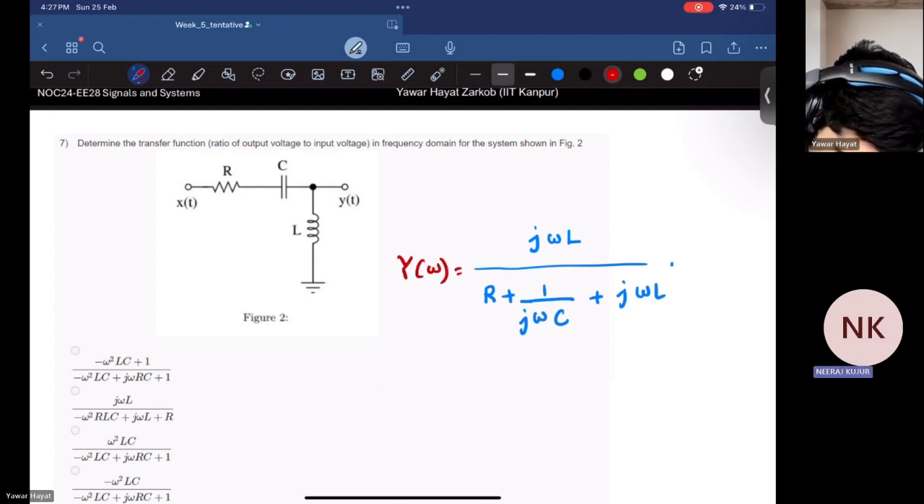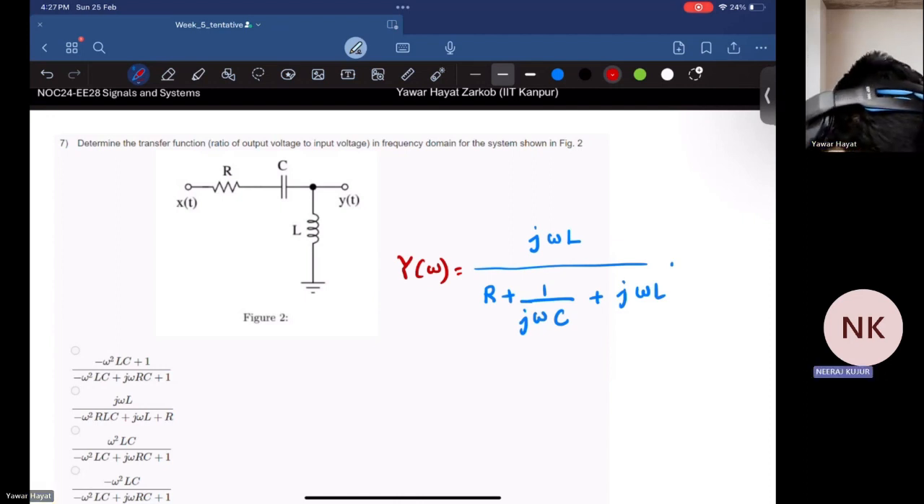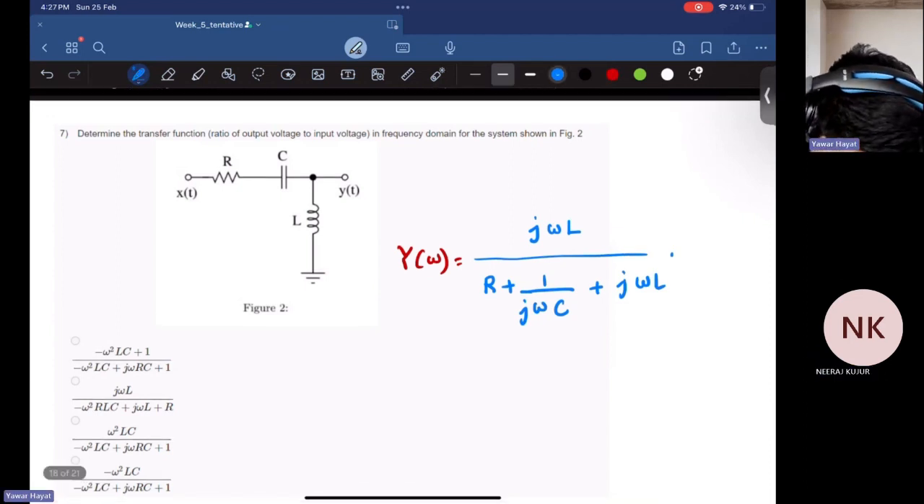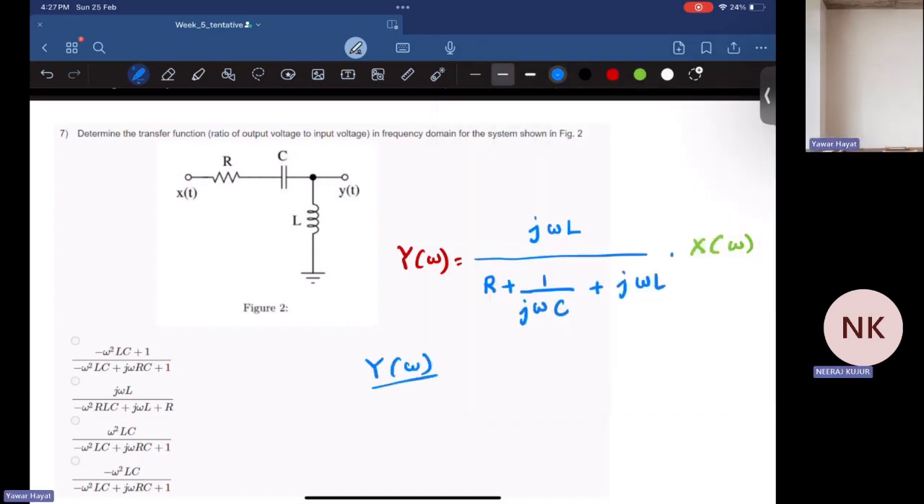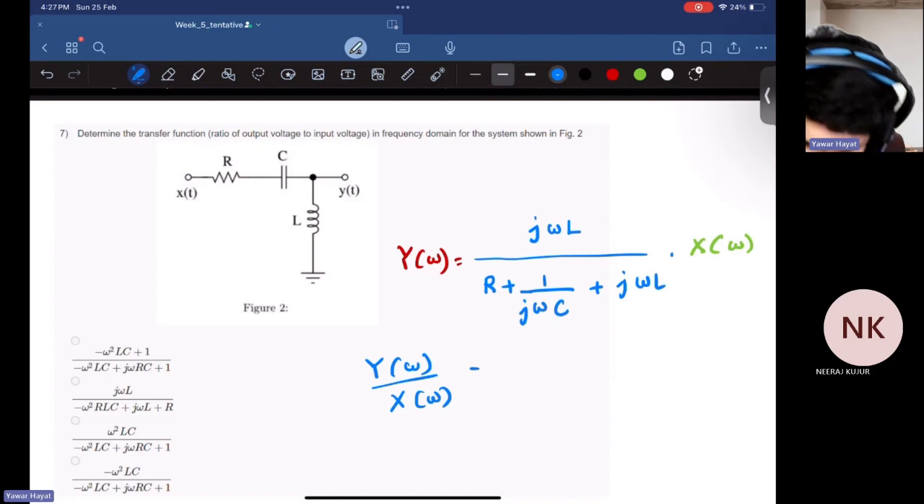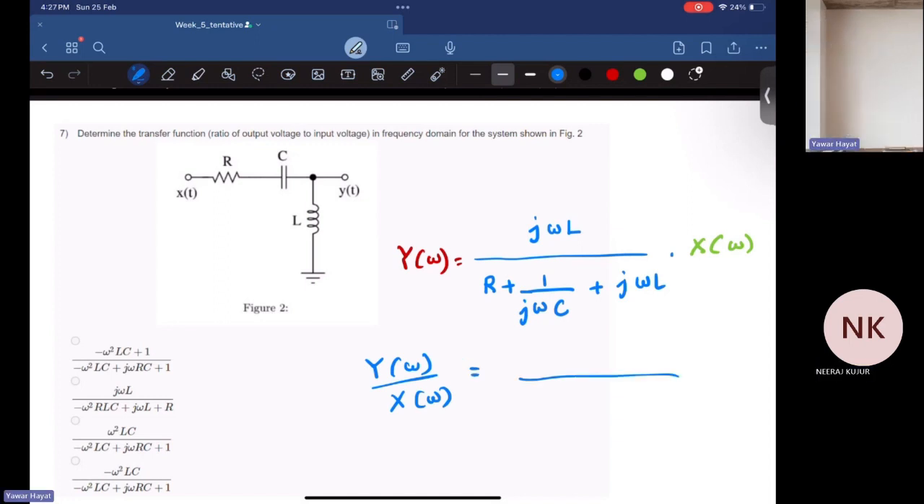So the last option, option D. Okay, let me see. I have not yet solved it. X of omega. So what would be this y of omega by x of omega? Just help me out if I make a mistake.